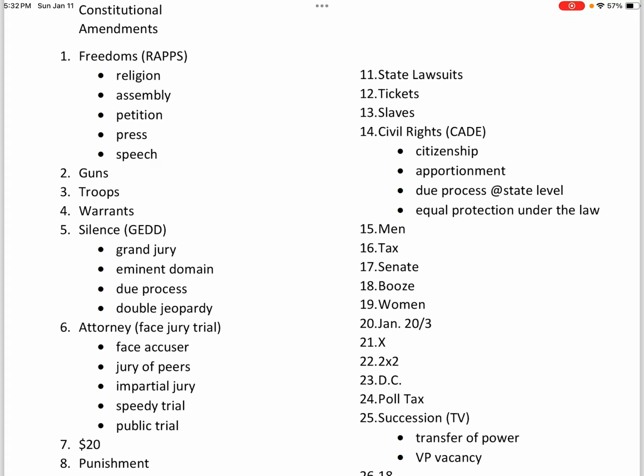Number 17 is Senate. There would be a popular election of senators. Before, senators were elected by state legislatures.